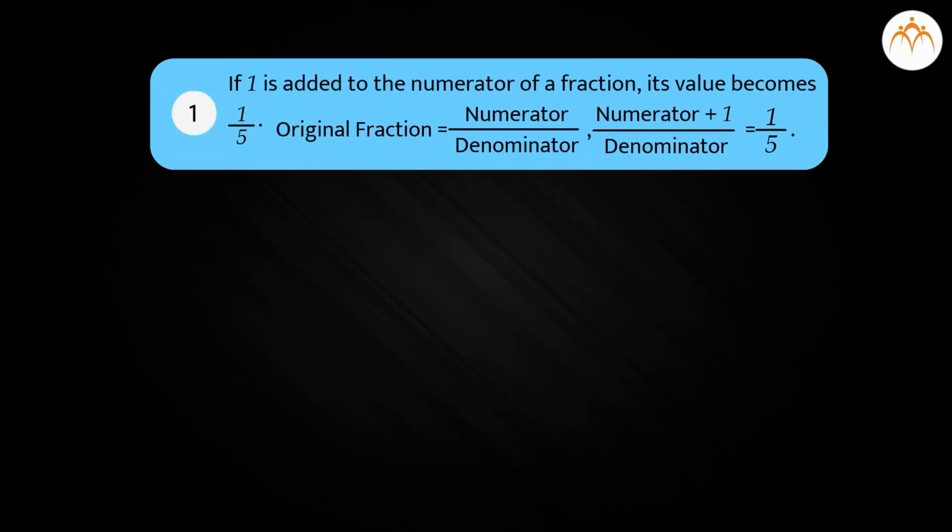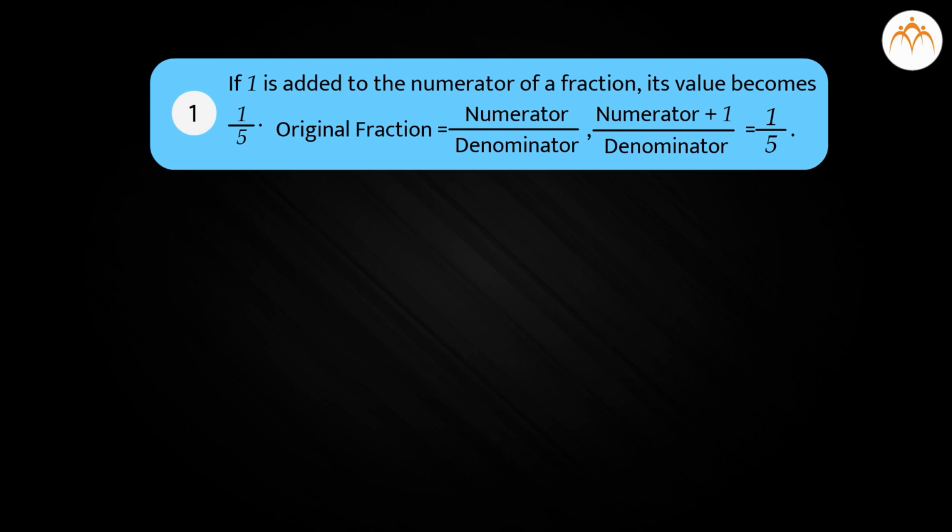If 1 is added to the numerator of a fraction, its value becomes 1 upon 5. The information obtained from the first sentence is: original fraction is equal to numerator upon denominator. Therefore, new fraction is equal to numerator plus 1 upon denominator, equal to 1 upon 5.